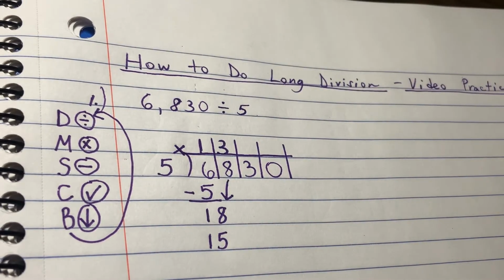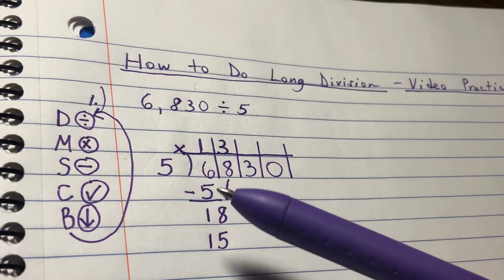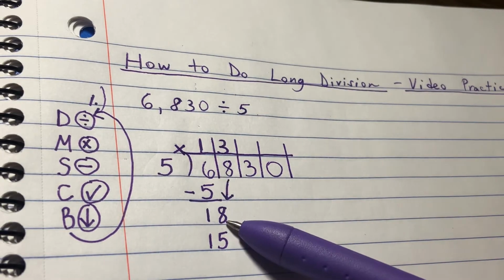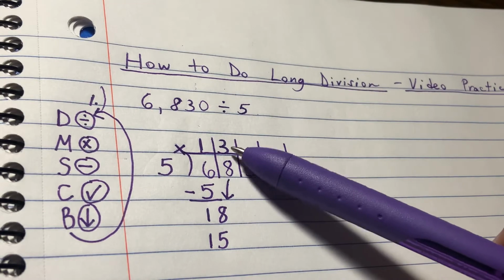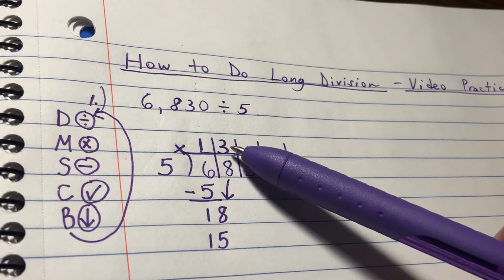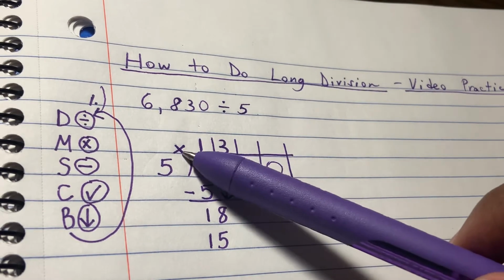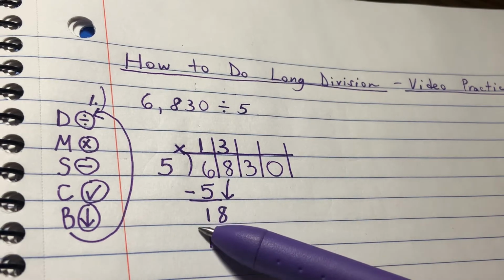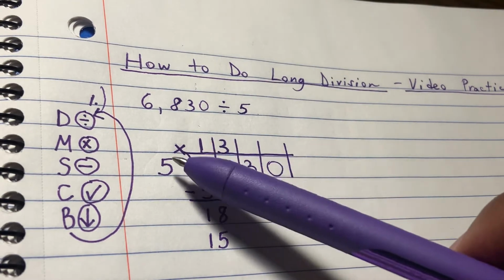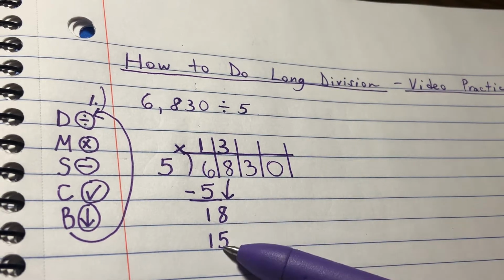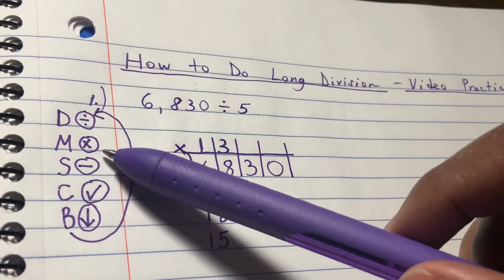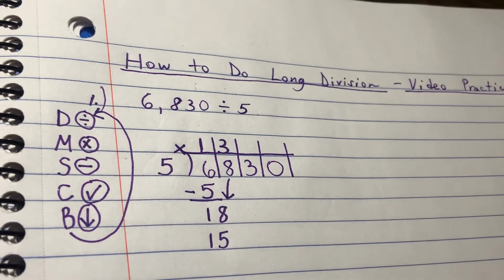Okay, it's that simple, all right? So let me show you that again. We said 5 goes into 18 3 times. The 3 goes on top of the 8 that we brought down. Now we say 3 times 5. We put the answer underneath the 18. So 3 times 5 is 15. We put it underneath the 18. And now after multiply, we subtract.